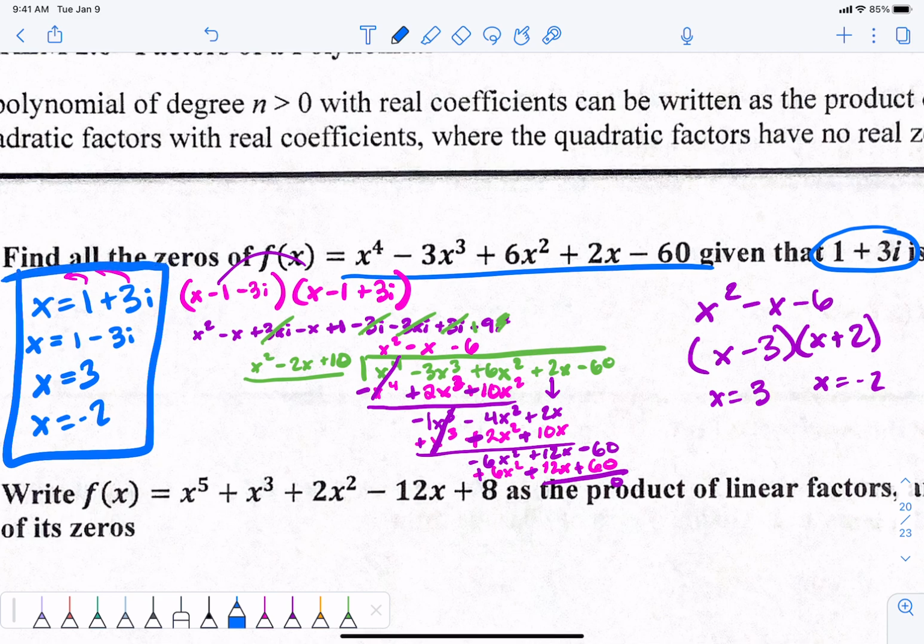Why did you have negative 3i? Because they always go in conjugate pairs. Every time you see an imaginary number or a square root, they will only ever go in conjugate pairs. So you have to include the other one as well. Because the only time you ever get a square root or imaginary as a 0 is when you're using the quadratic formula. And it never has one without the other. It's always plus and minus. Okay, good.